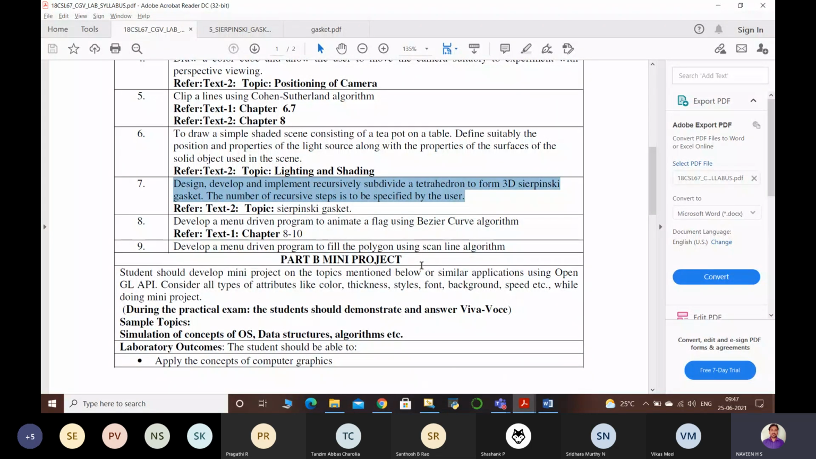So are you able to see the screen? Yes, sir. Okay, fine. Thank you.